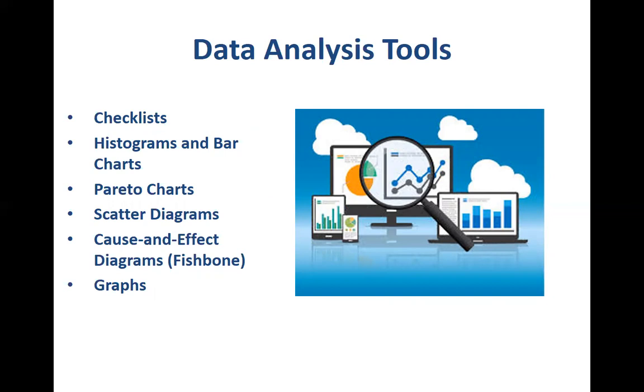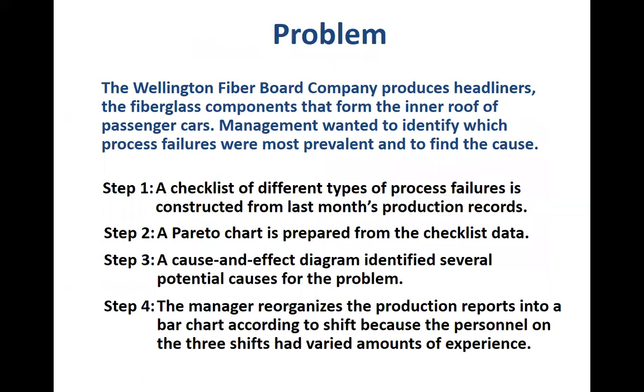So essentially, we have checklists as one tool, histograms and bar charts, Pareto charts, scatter diagrams, cause and effect diagrams, which also are called fishbone diagrams because of the way they look, and certain graphs that we can create. So we will see an example to understand how these data analysis tools can come together to help an organization to improve their process, analyze their process.